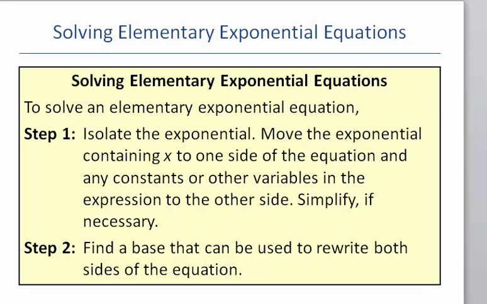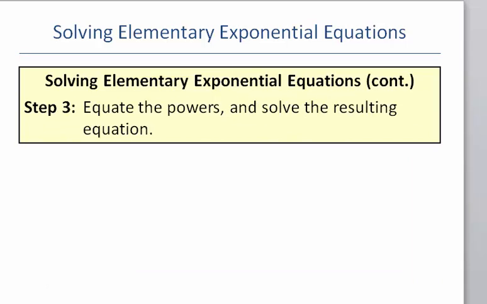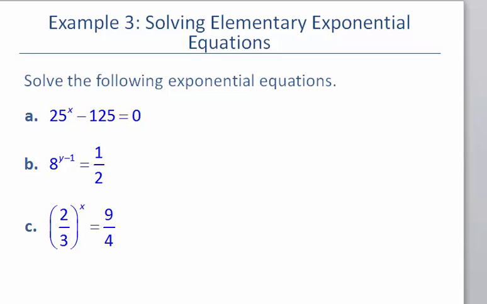The first step is to isolate your exponential. So move the exponential term containing the x to one side of the equation and anything else to the other side. You want to find a base that can be used to rewrite both sides of the equation. And then you want to equate the powers and solve the resulting equation. Now, as always, this is easier seen with an example, so we're going to look at 3 different examples where we can follow this procedure table.